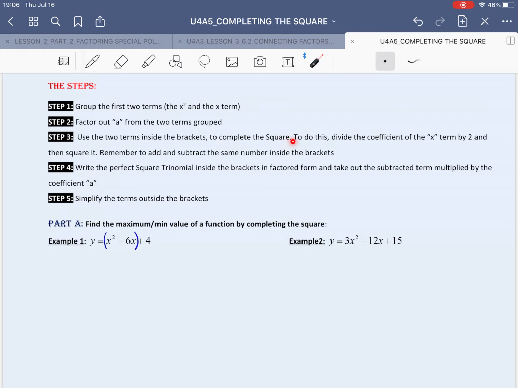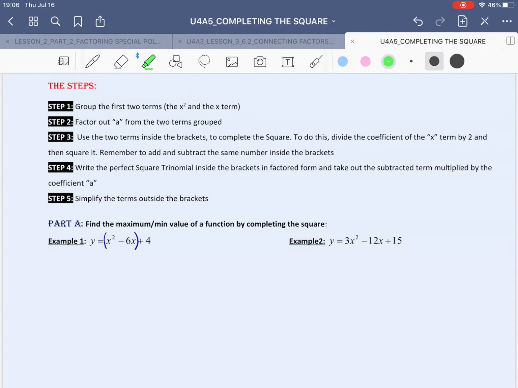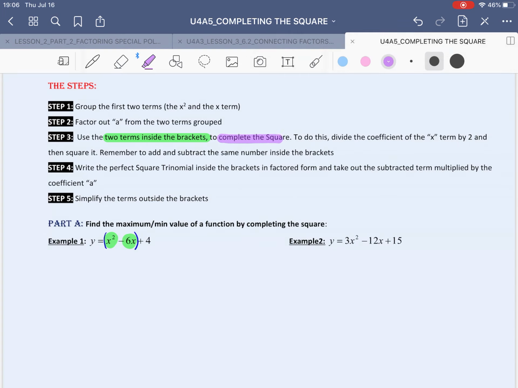Use the terms inside the brackets to complete the square. This is kind of new to me, and this is when I'm going to stop and think very hard to better understand the meaning of it. The two terms inside the brackets are x squared and negative 6x. I have to use those two in order to complete the square. Completing the square is kind of a new term for me. So what does that mean? To complete the square means this. And I'm going to give you an example aside from this.